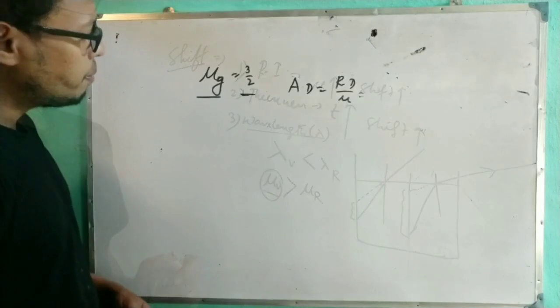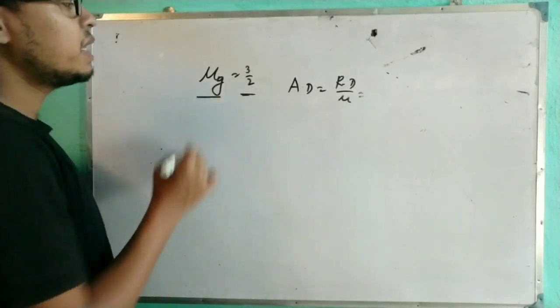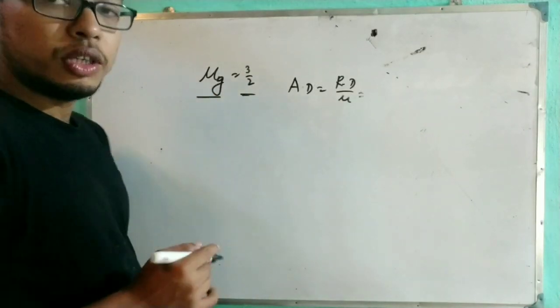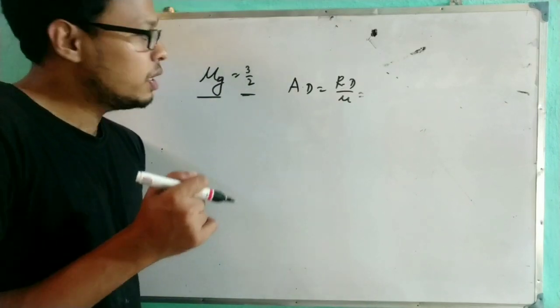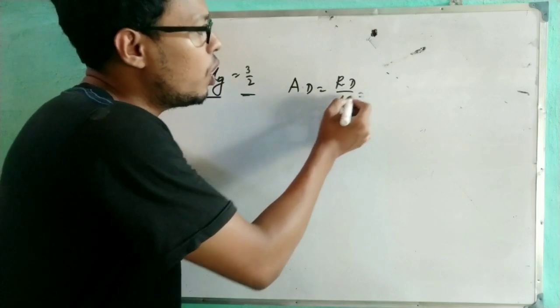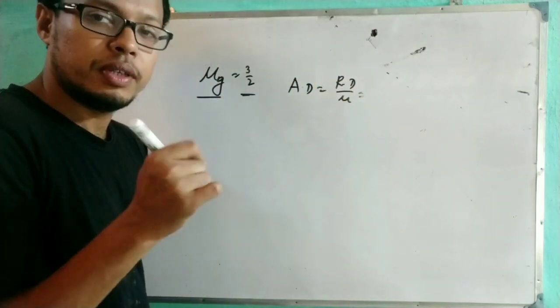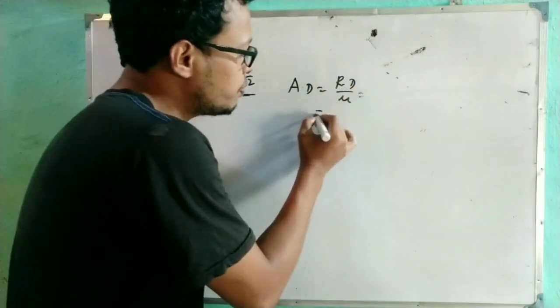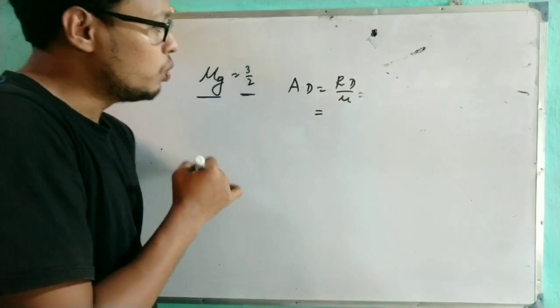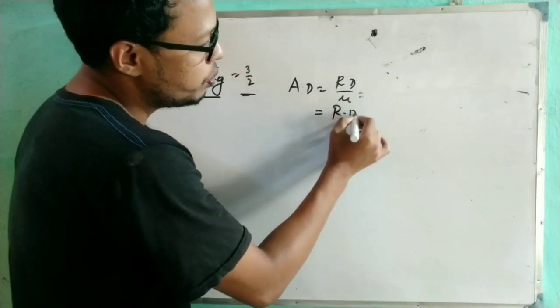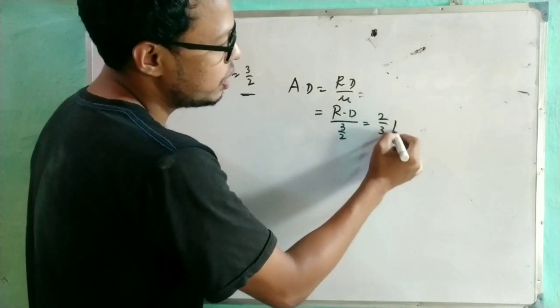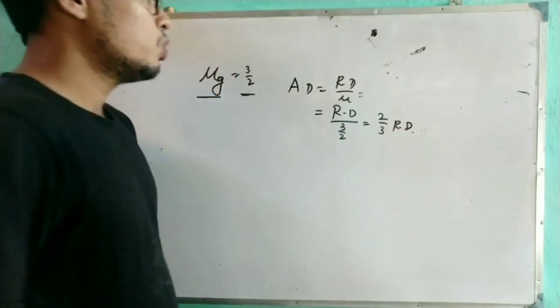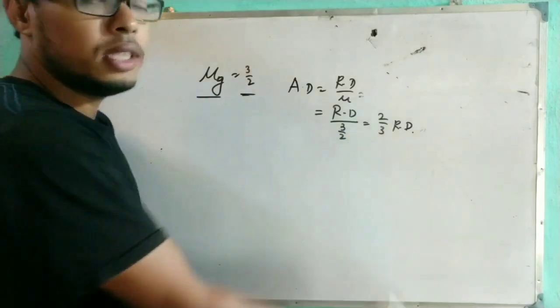One example I took where the refractive index of glass is given as 3/2. Means the thickness of the glass appears 2/3 of the original depth, the real depth. Why? Because the formula of apparent depth we know, that is real depth by mu. So put the value over here, that is 3/2, which gives 2/3 of the real depth. So the apparent depth will be 2/3 of the real depth.